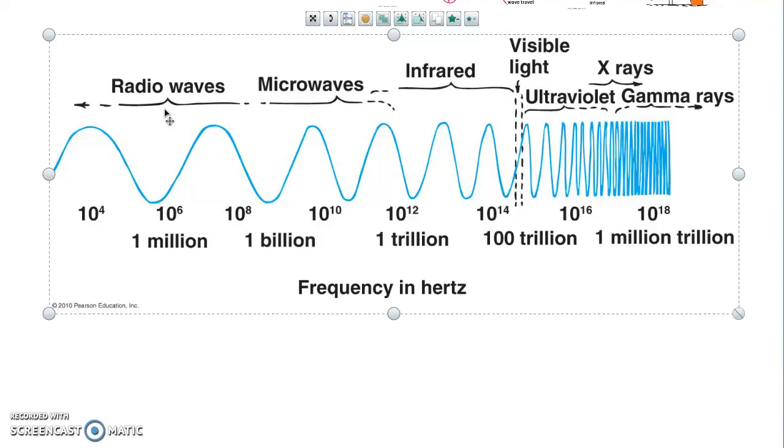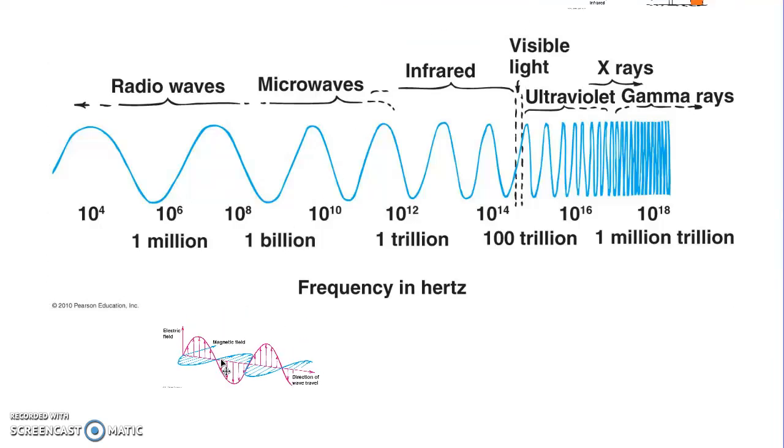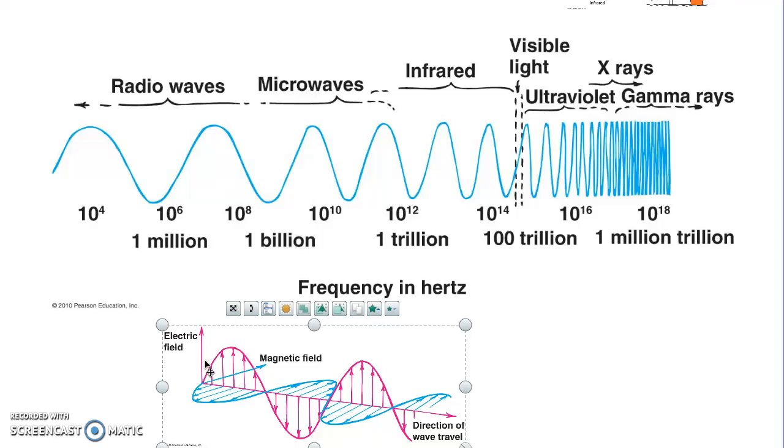How are these waves different? How are radio waves different than microwaves? Basically, they're not. They're all the same type of waves that we talked about here with the electromagnetic. There's an electric charge that is vibrating. It's sending out these patterns of waves. The only difference is their frequency.